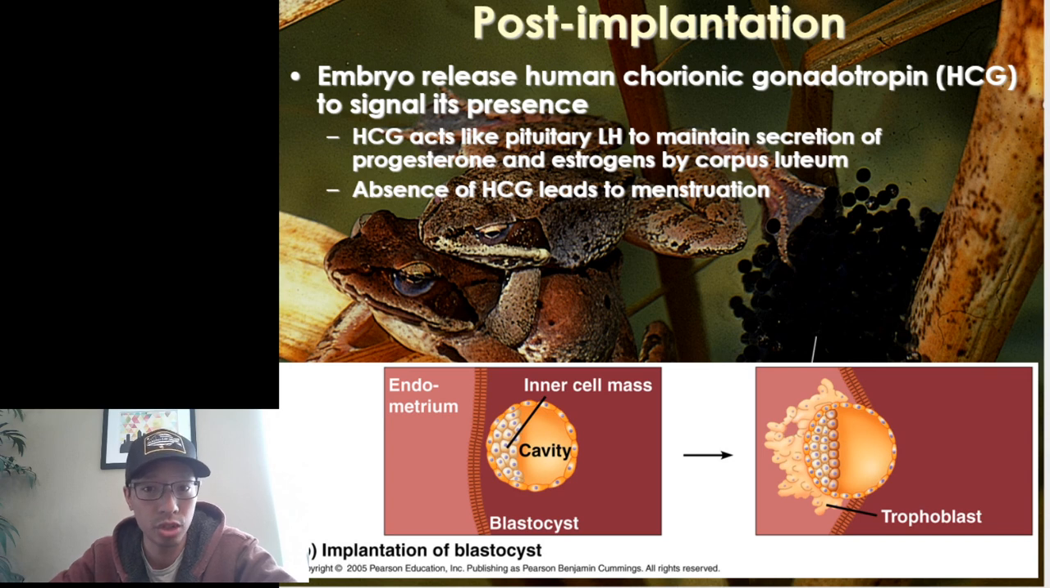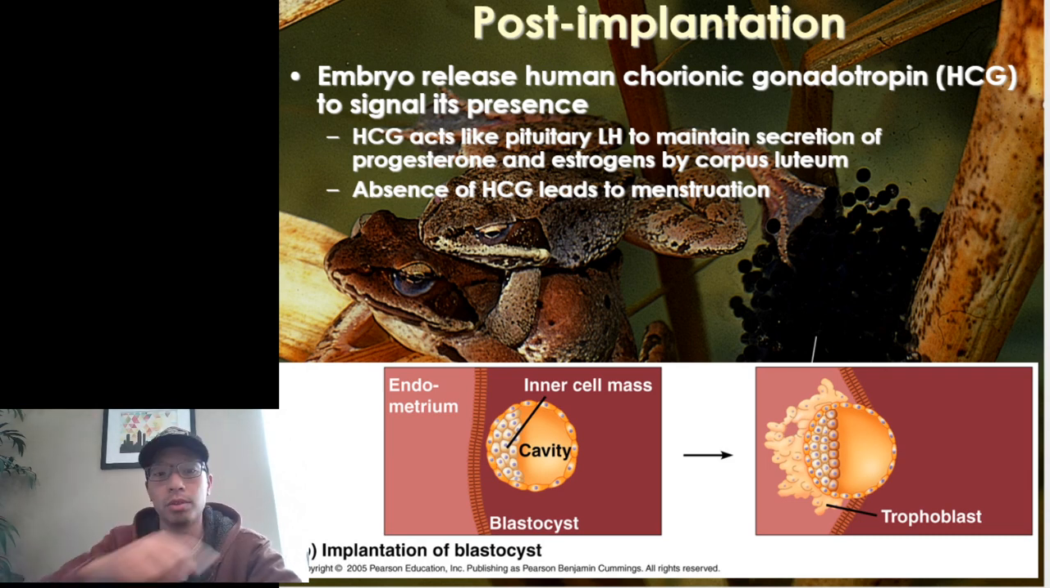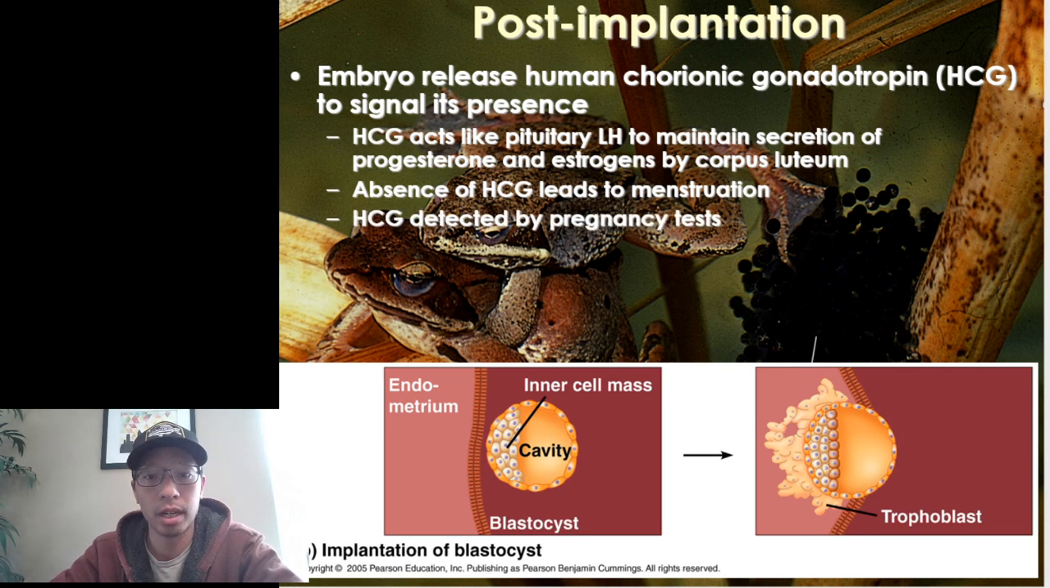Now, if there is no HCG, because pregnancy did not happen, then that's what's going to cause menstruation. That's what's going to cause the endometrium to shed, and then we go back to day 0 of the cycle. And again, as I mentioned, this is what's being detected by most pregnancy tests.